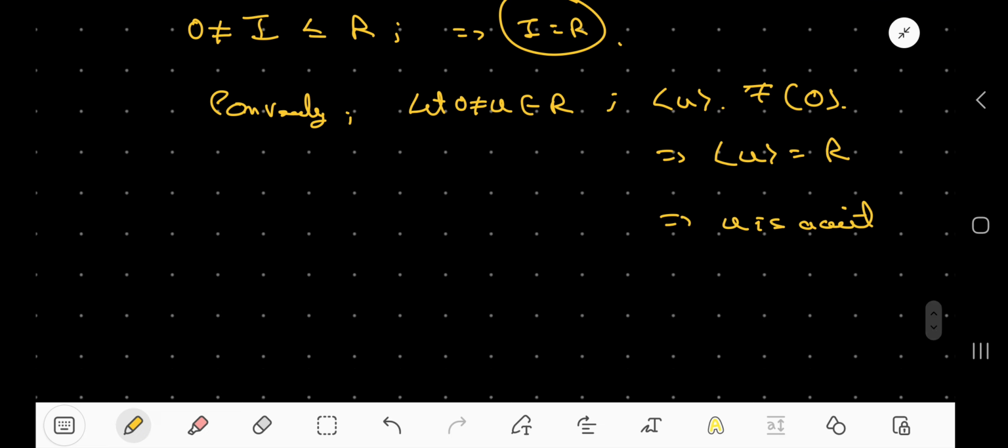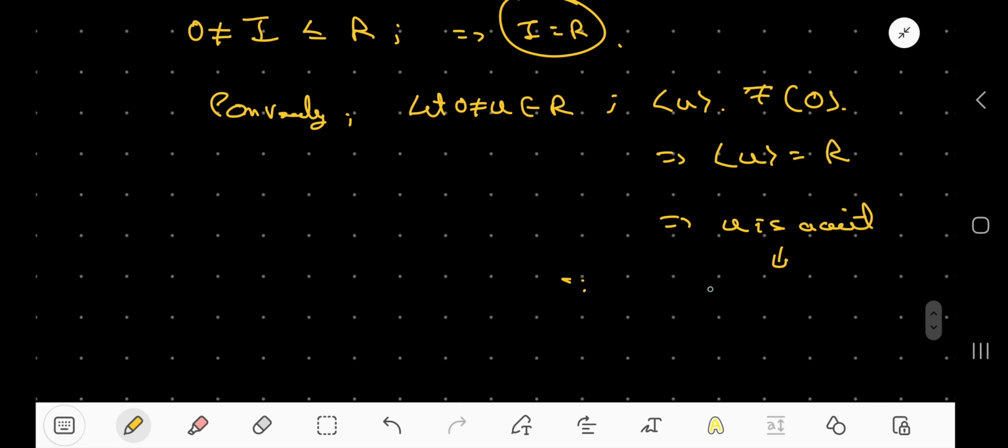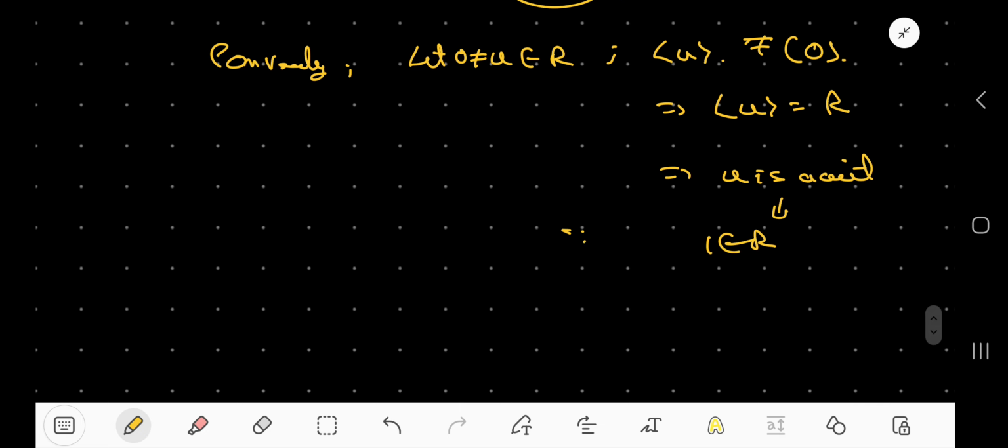Why does this follow? Because 1 is in R, and since the ideal generated by U is the whole of R, this specifically implies that there exists some V in R such that UV is equal to 1, which necessarily means U is a unit, right?